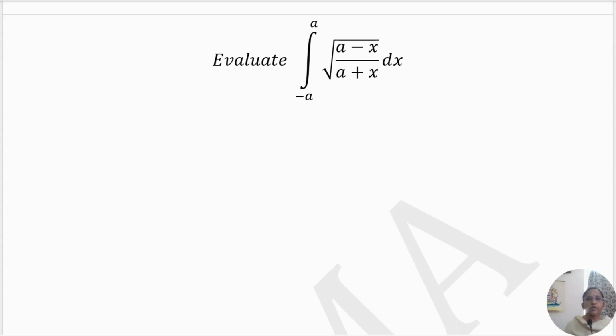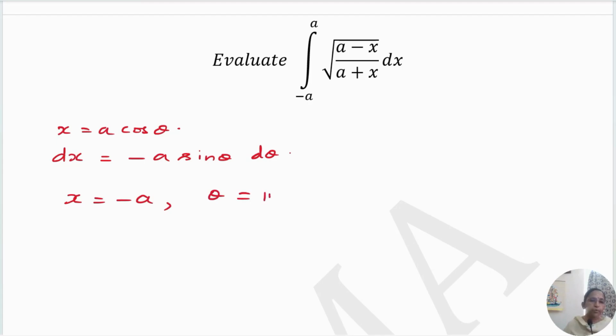Our next question is to evaluate the integration of minus a to plus a, root of (a minus x) by (a plus x) dx. Let us consider x is equal to a cos theta. Differentiate with respect to theta. So dx is equal to minus a sin theta d theta. And the change of limit in this case: if x is minus a, then theta will be pi. If x is plus a, then theta will be equal to 0.